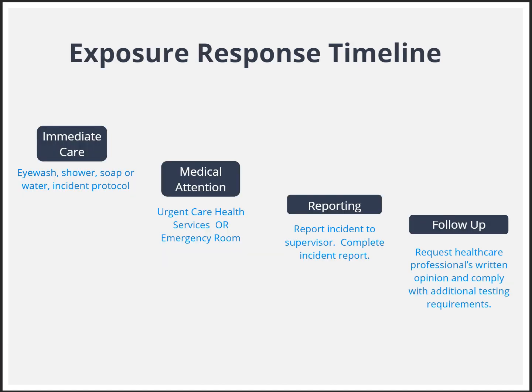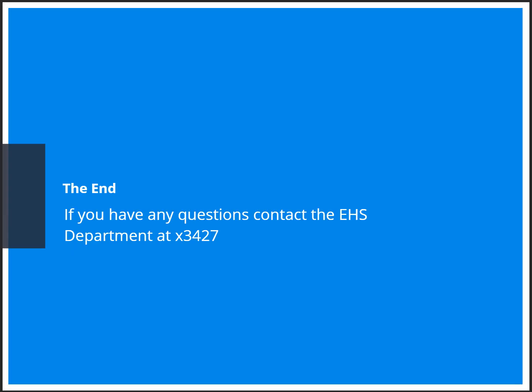In the event of an exposure, first get immediate care using eye wash, shower, soap, or water, using the incident protocol. Next, get medical attention through urgent care or the emergency room. Next, for reporting, report the incident to your supervisor and complete the incident report. And last, the follow-up, request healthcare professionals' written opinion and comply with additional testing requirements. If you have any questions, contact the EHS department at 3427.